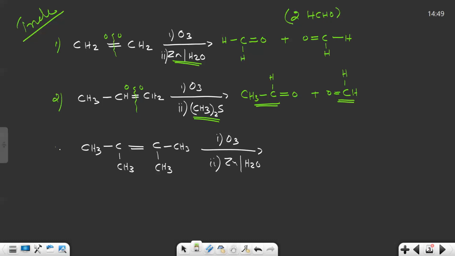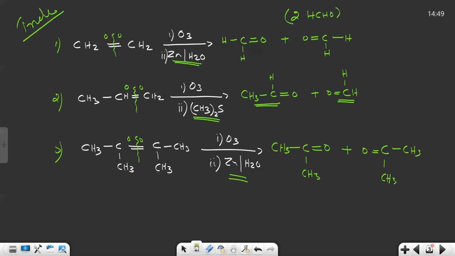Now come to the third example. Here ozone with zinc and H2O is used. The same way you can break this, then add oxygen atoms there. Then the left side product will be CH3 CH3. Now a new double bond with oxygen, and the product is carbon double bond oxygen with CH3 CH3.